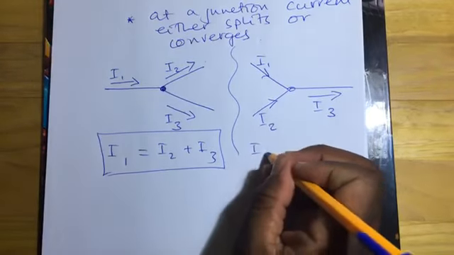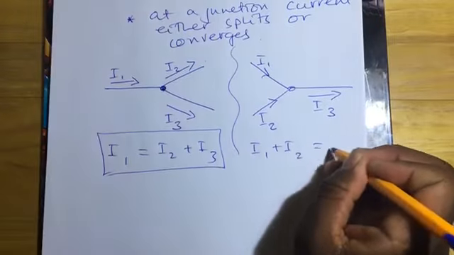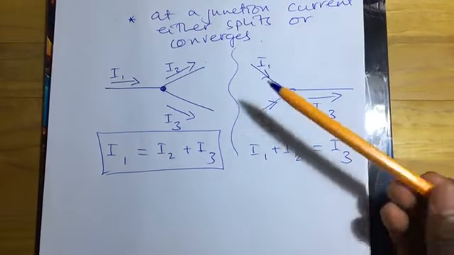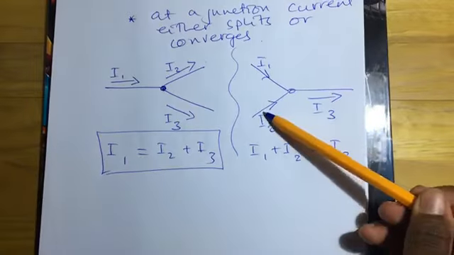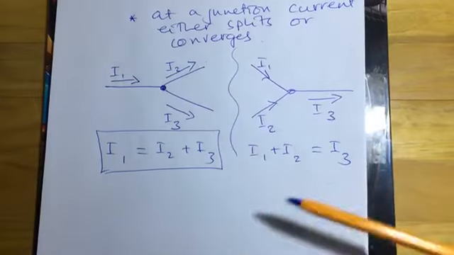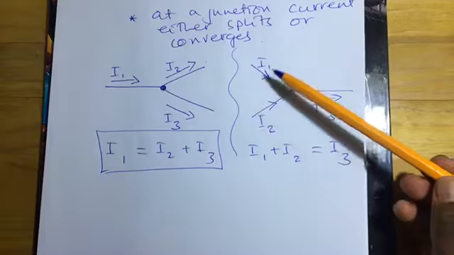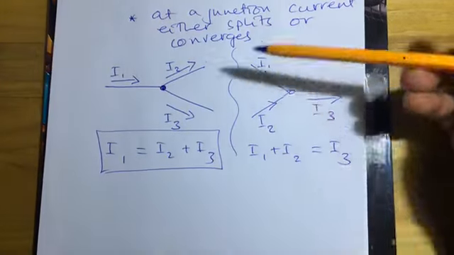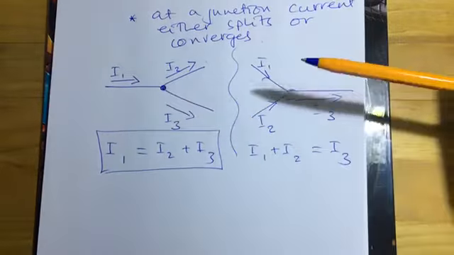So we're going to have I1 plus I2 is equal to I3. It just depends on how you label them. I could have labeled this one to be I3, this one I1, this one I2. It doesn't matter as long as you add everything and equate it to the main one. You get? So current could either split or converge.